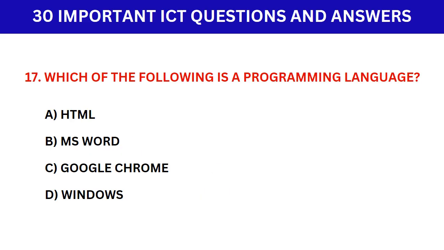Question number 17. Which of the following is a programming language? Option A, HTML. Option B, MS Word. Option C, Google Chrome. Option D, Windows. The right answer is option A, HTML. HTML is used to create web pages.